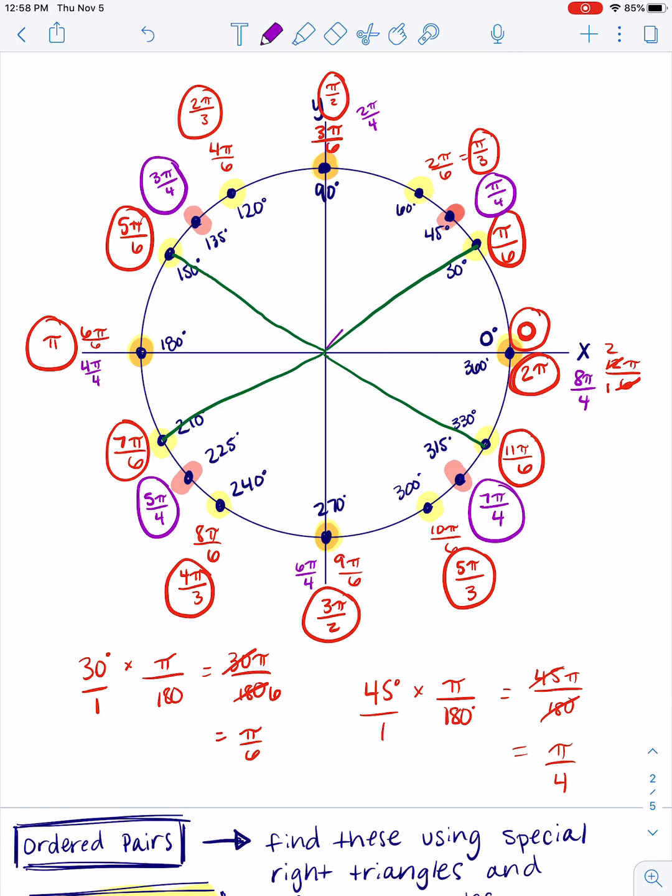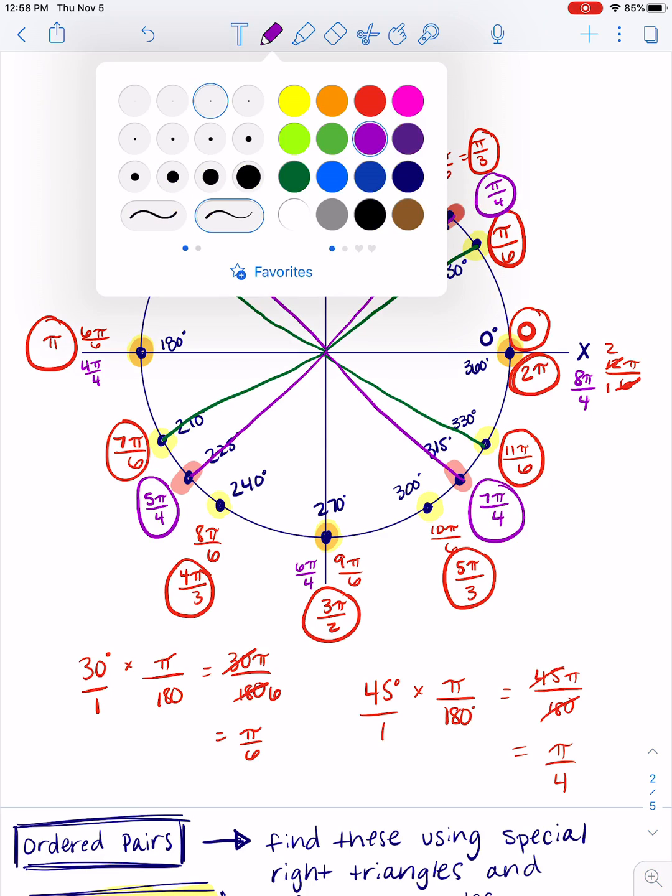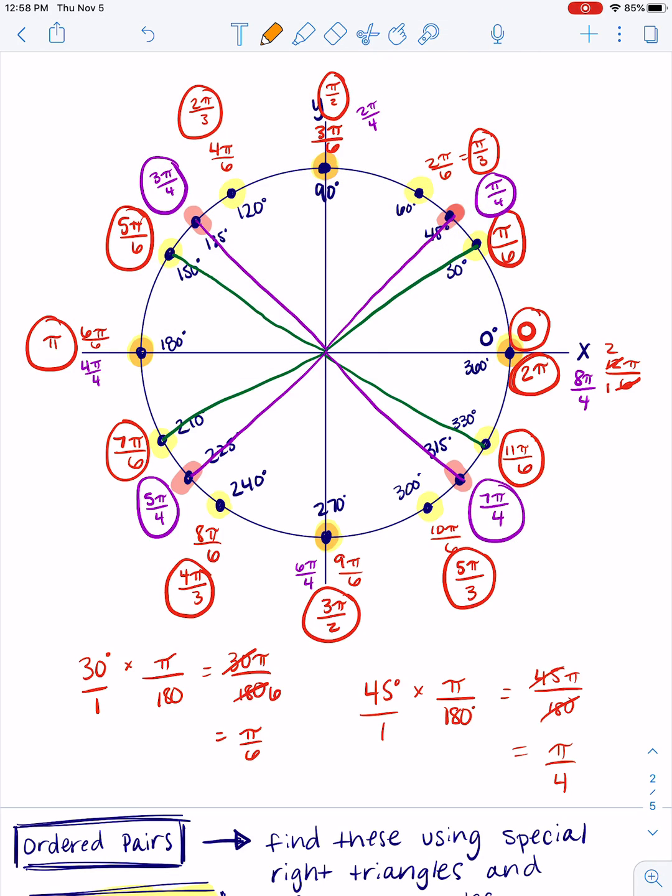Same thing with 45. 45 is pi over 4. The next one that ends in a fraction with 4 is right here, 3 pi over 4, and then 5 pi over 4, and then 7 pi over 4, okay? And then your last one you can kind of see right here, 60 degrees. 60 degrees is a fraction with pi over 3. So then the next 60-degree angle is 2 pi over 3. The next 60-degree angle is 4 pi over 3. The last 60-degree angle is 5 pi over 3.